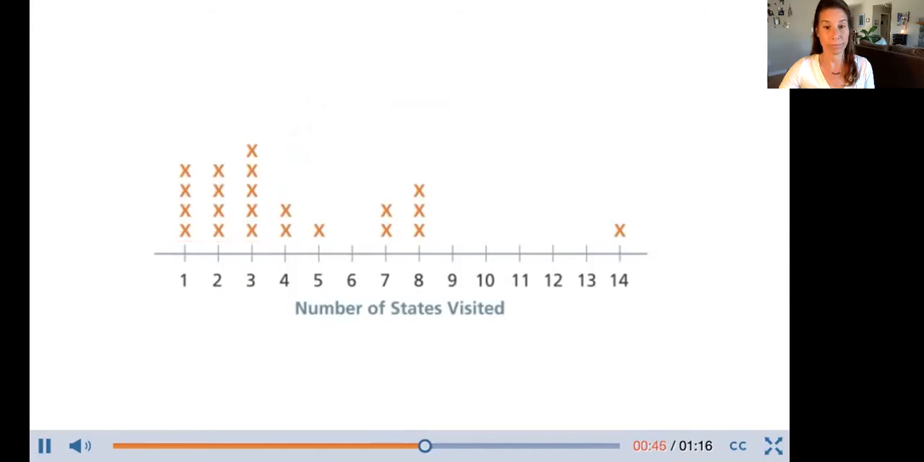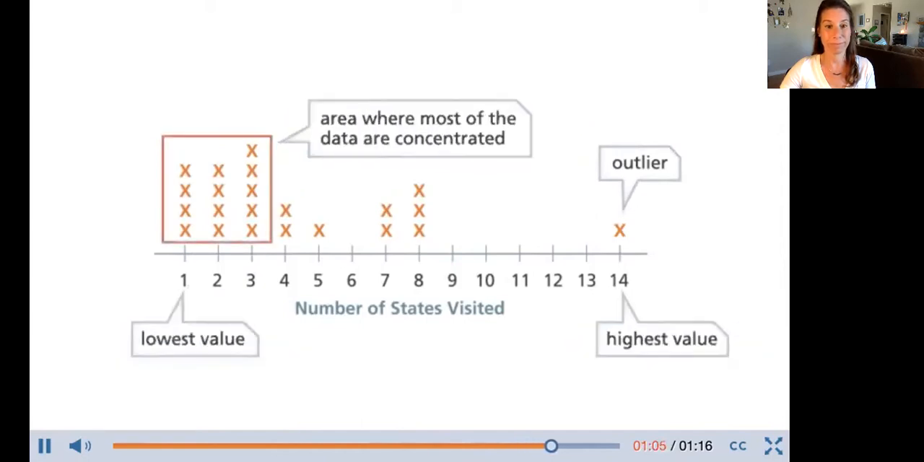Oscar noticed an outlier in this data set. An outlier is a piece of data that is unusual. It is much lower or much higher than the rest of the data. He said one person visited 14 states, and 14 states is many more states than anyone else has visited. Here's what my friends noticed about the data.